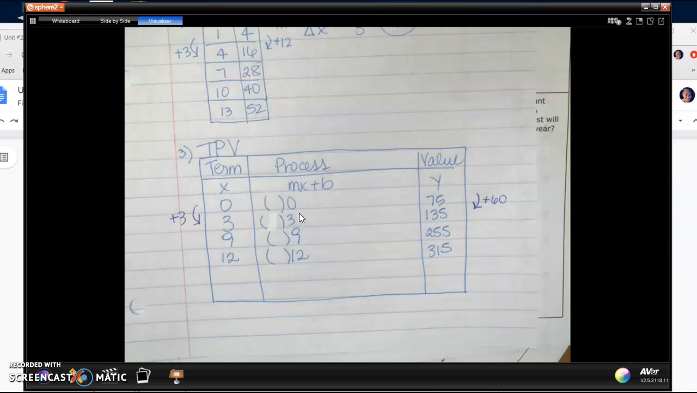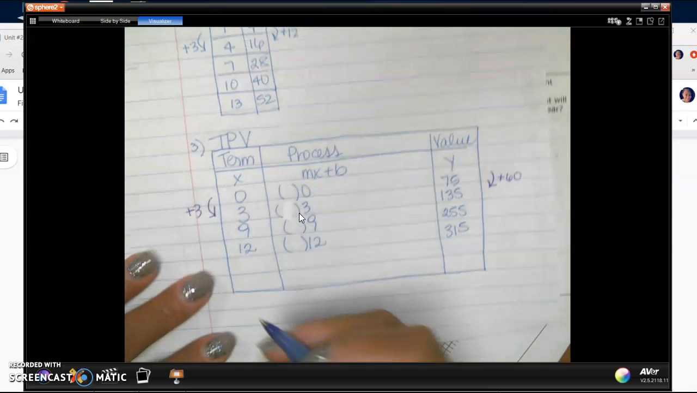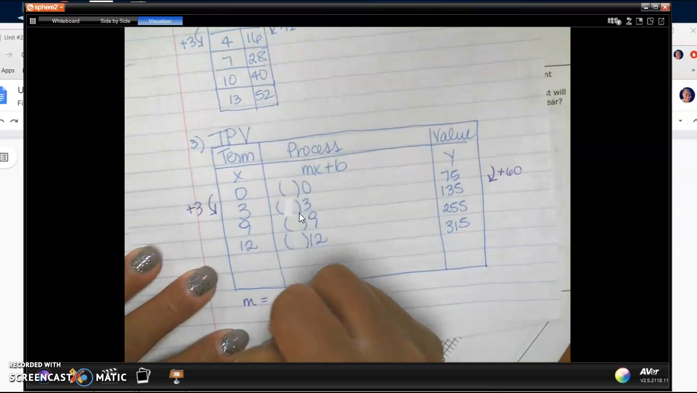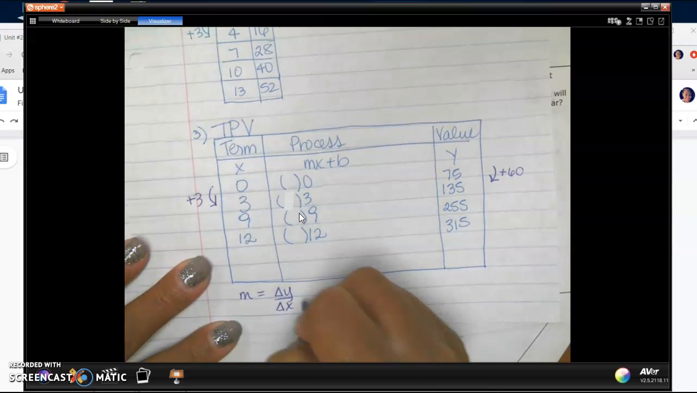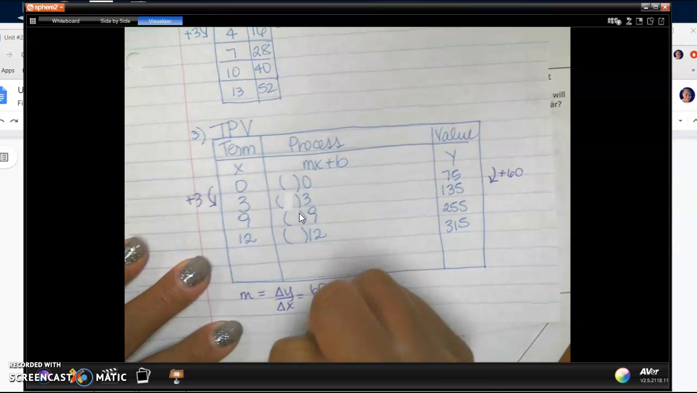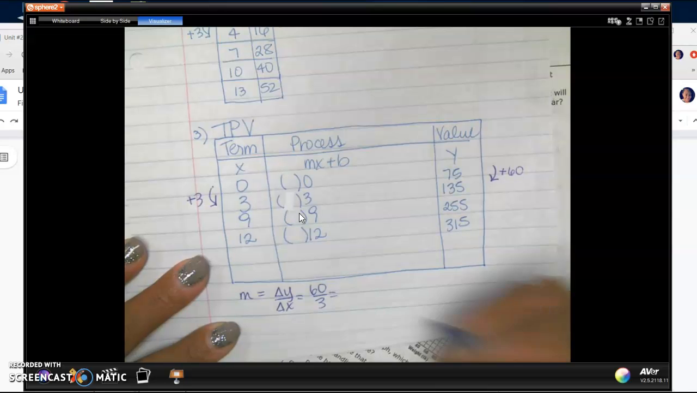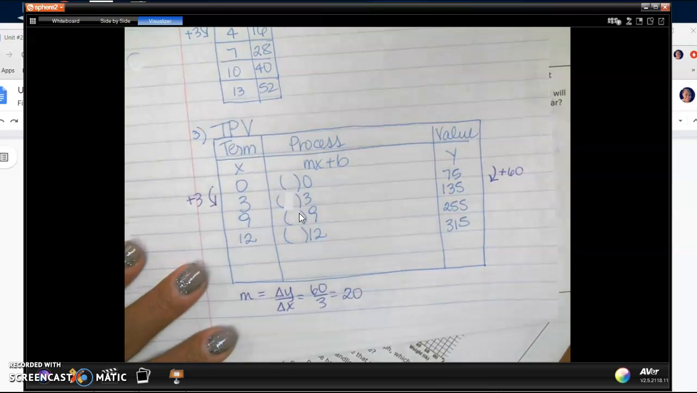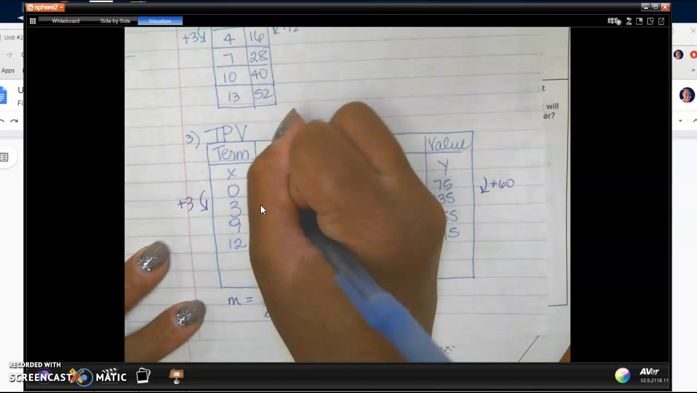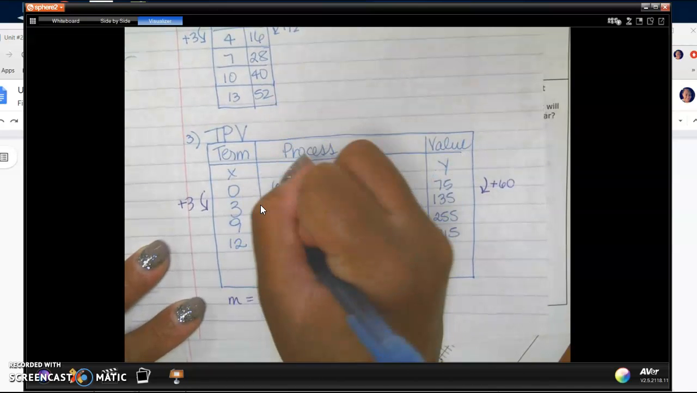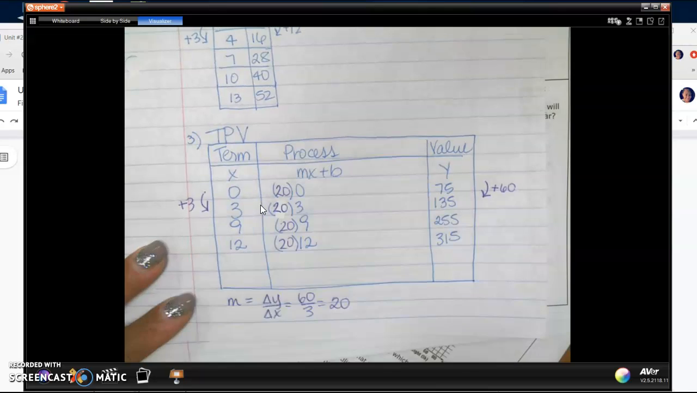60 over 3 is my rate of change, which is my M. Delta Y over delta X. And it's 60 over 3, which is 20. Where do I put the rate of change? Inside the parentheses. 20, 20, 20, 20. Done.